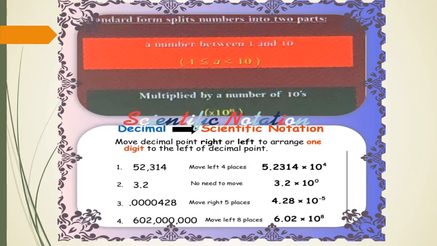It is 602 followed by 6 zeros. Indeed, a big number. Here, as you see, a positive exponent will come. And as I told you, before the decimal there should be just one place. So that means we have to move 8 places. Finally, we get it in the standard form as 6.02 into 10 raised to 8.